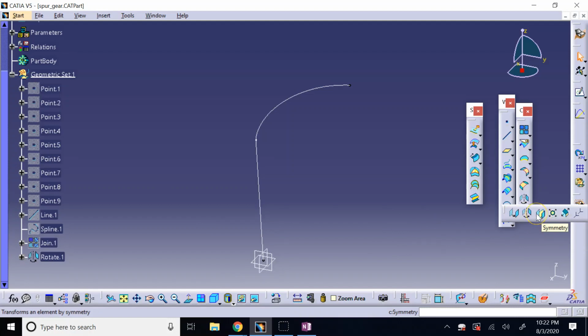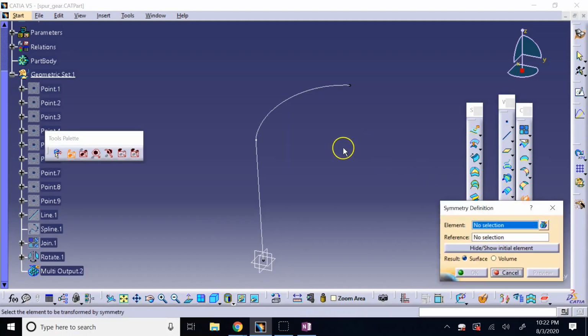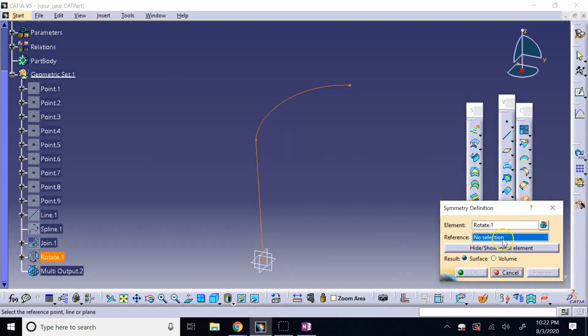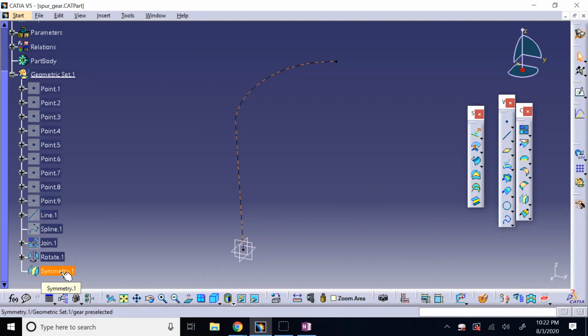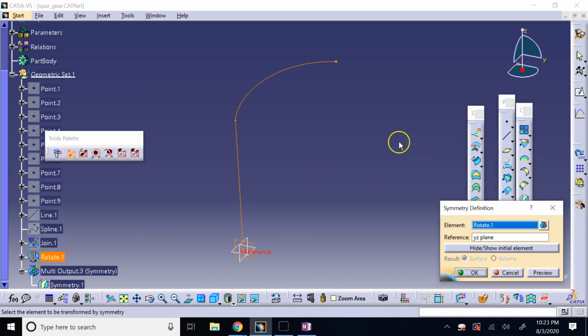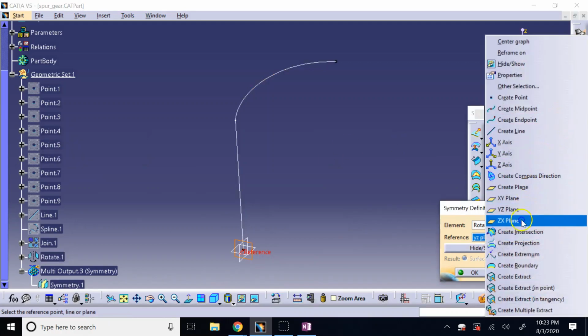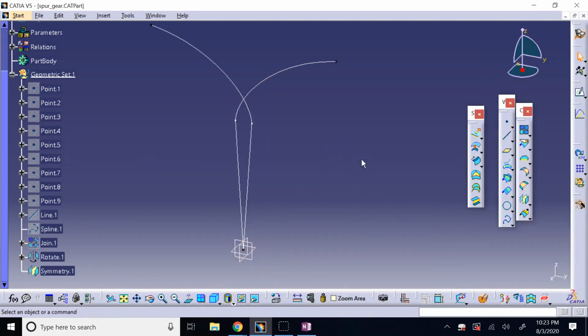Okay. And I want this guy to be mirrored about the XZ plane. What happened? Where is that? Didn't have any effect apparently. Rotate. Oh, not YZ plane, XZ plane. This one. There we go. Okay, so I got both of these now.